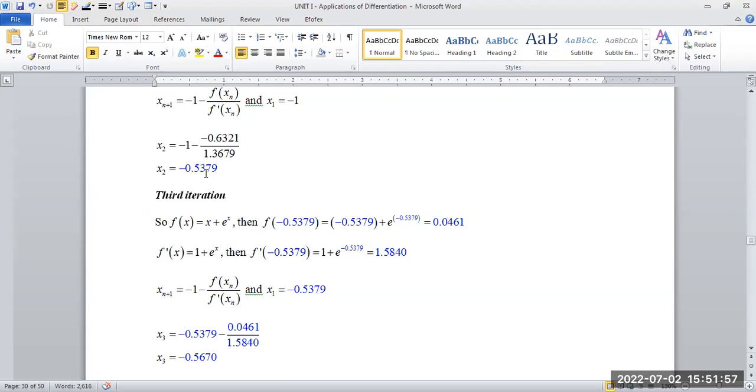Anywhere in the function I see x, I'm putting my second iteration to evaluate the third. I do that, I get negative 0.0461. When I substitute it into the original function, f of x, and into my f dash of x function, I'm going to get 1.5840. When I coordinate, I know that this is my first iteration. This is actually my second iteration. It's supposed to be x2.